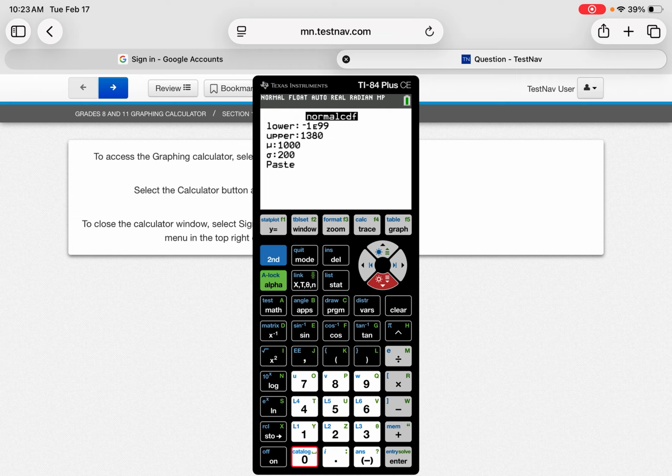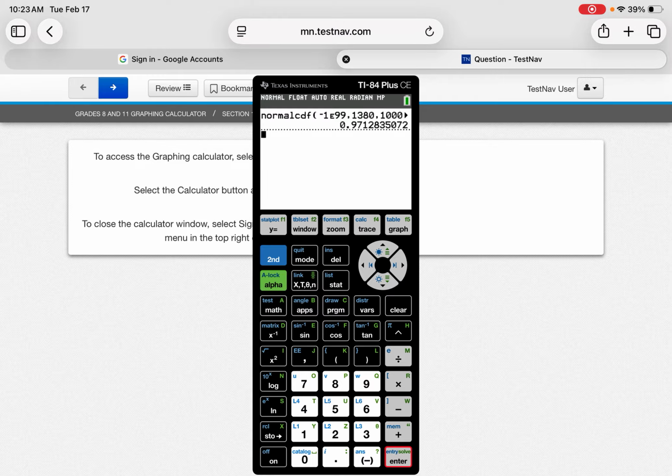Okay, and then we go over here and we hit paste. Okay, and then just enter. And you get this. You'll see it says 0.97128. So that means a little over 97% of the people, that's her percentage. She scored better than 97% of the people is Ella's score. Now we're going to do the other one.